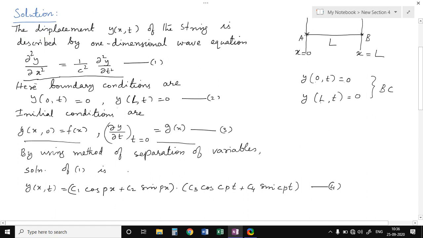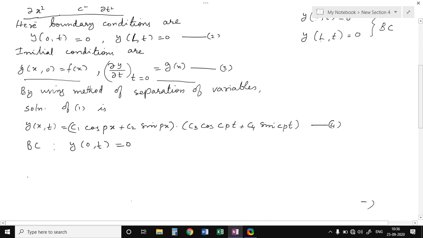Now, we know that if we are using the method of separation of variables, the solution of the wave equation is y of x,t equal to (c1 cos px + c2 sin px) multiplied by (c3 cos cpt + c4 sin cpt). Now, our aim is to find c1, c2, c3, c4 using the given boundary conditions and initial conditions. So we will use the first boundary condition now. Consider the boundary condition y of 0, t equal to 0.